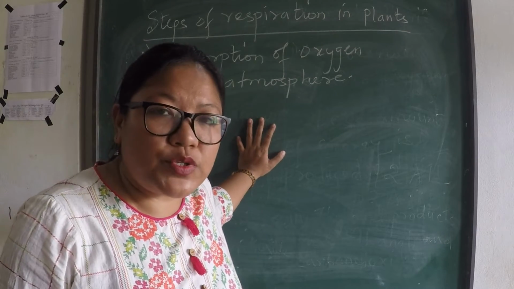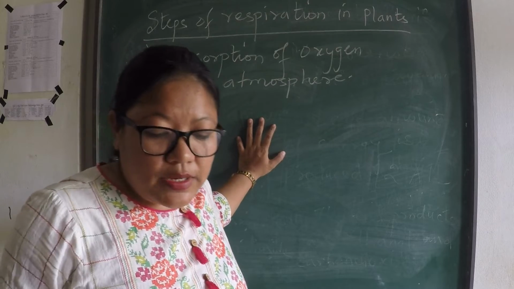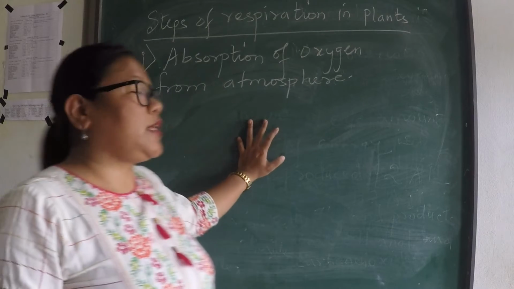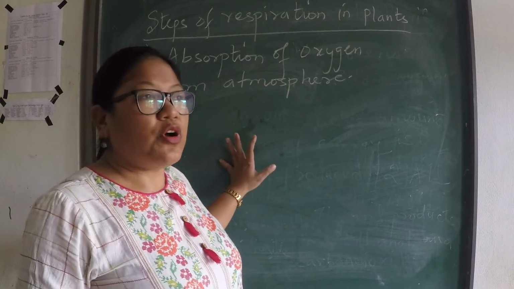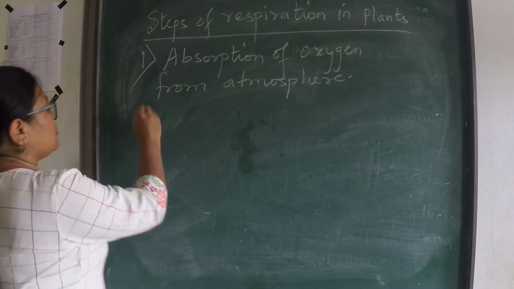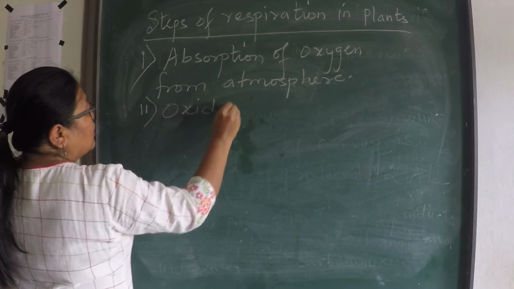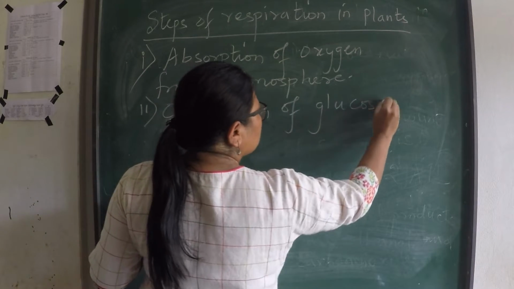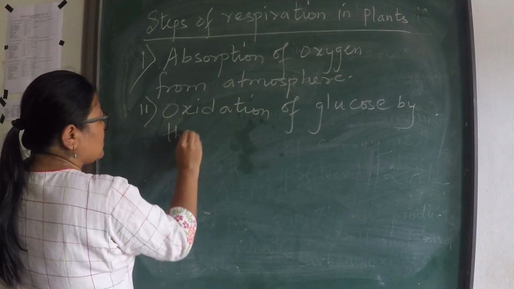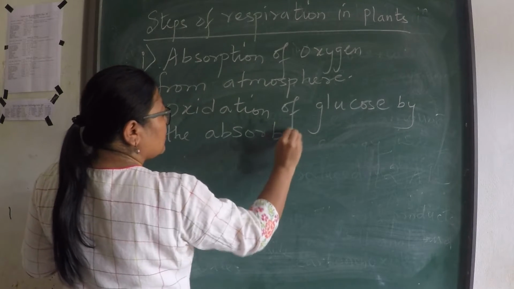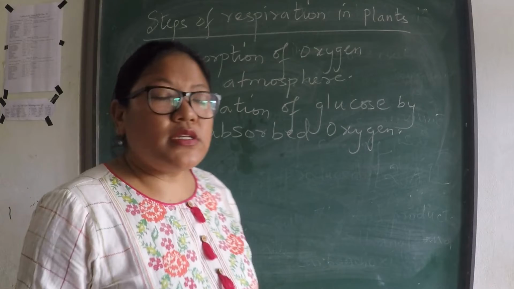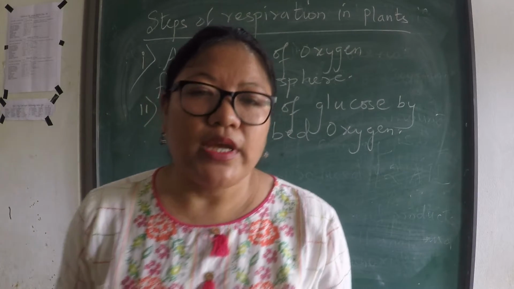After oxygen is absorbed, what is the second process? The second process is oxidation of glucose by absorbed oxygen. Now that oxygen is absorbed, glucose can be broken down. So that means oxidation of glucose by the absorbed oxygen. Okay, oxygen is absorbed, and after the oxygen is absorbed, glucose has been broken down by this absorbed oxygen.